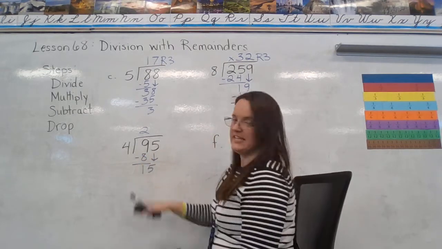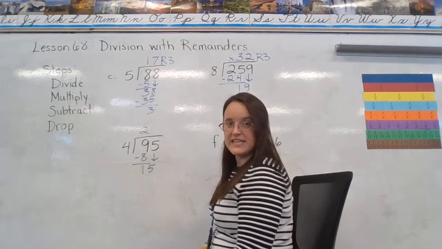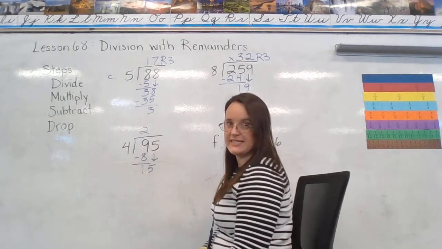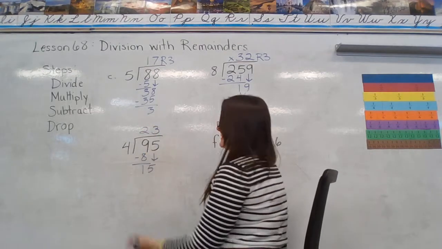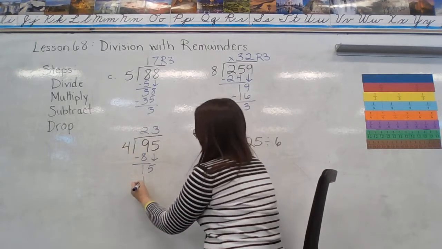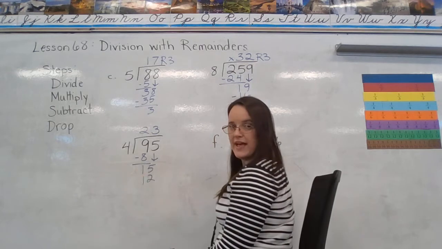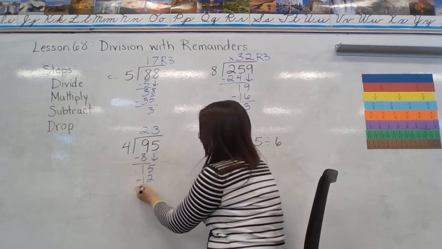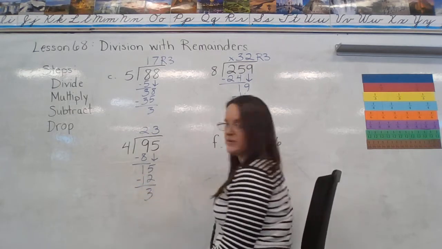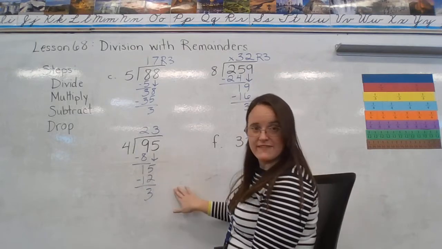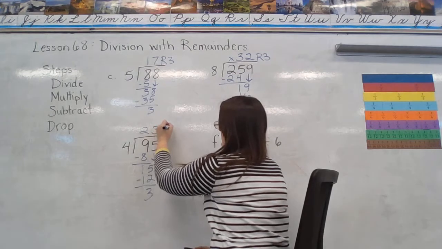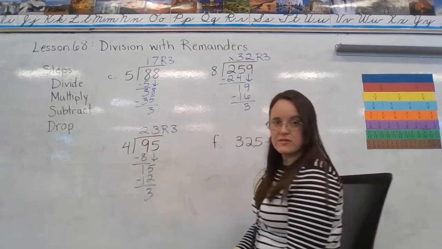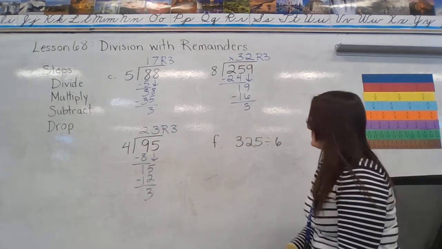Now we have 15. Does 4 go into 15? Yes. How many times? 3 times. 3 times 4 is 12. Subtract. We get 3. Nothing left to drop, so this is our remainder. We have 23, remainder 3.